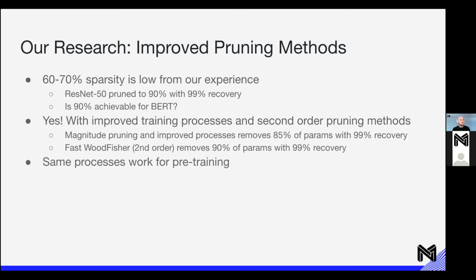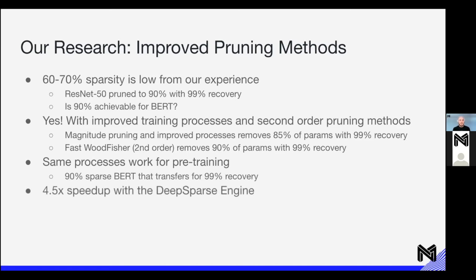And then the other question for us was, does it work on the pre-training with sparse transfer? And the same processes do. So we're able to take 90% sparse BERT and transfer it to 99% recovery based on the dense baseline. After all this, we were able to apply this in the DeepSparse engine and get 4.5x speedup. Looking back at DistilBERT, where it had 2x speedup, this is keeping all 12 layers within BERT and pruning out the redundancies within that network. We're able to get over double what DistilBERT was able to do just with pruning alone.